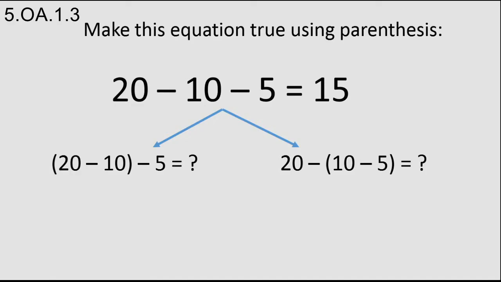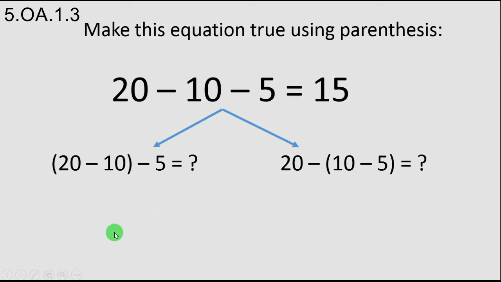Another type of exercise requires us to fill in the parentheses to make the equation true. In this instance, we have 2 subtractions. Which one of them must be done first in order for the result to be 15? We have 2 ways to do this. First way is to do first 20 minus 10. Second way is to do first 10 minus 5. Let's check out and see which one of them gives 15 at the end.